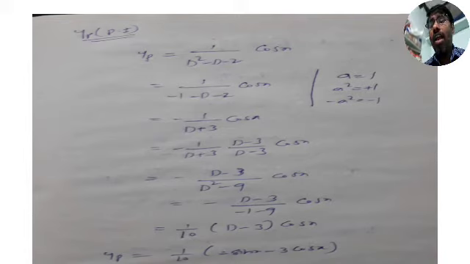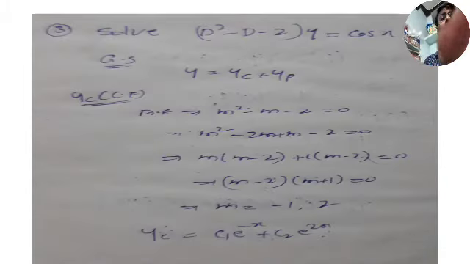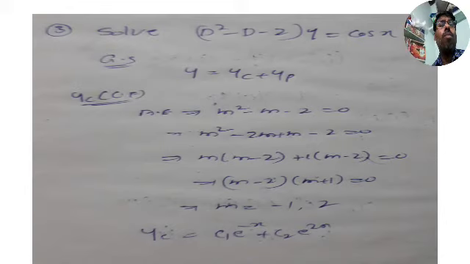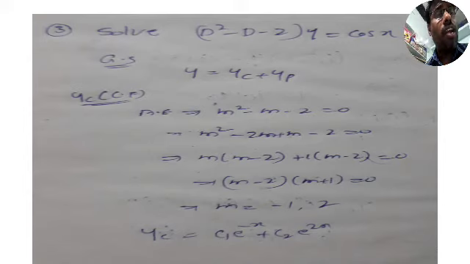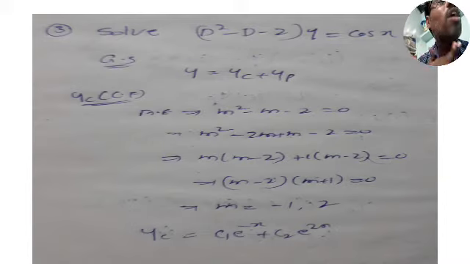So in the first slide we are able to find yc, this is our yc, and in the next slide, c1 into e power of minus x plus c2 into e power of 2x. This is very easy because it is homogeneous, just finding the roots and, depending on the roots, writing the general solution. If roots are real and different, if roots are real and equal, and if roots are complex, depending on the nature of the roots we are able to write yc. That yc we got.